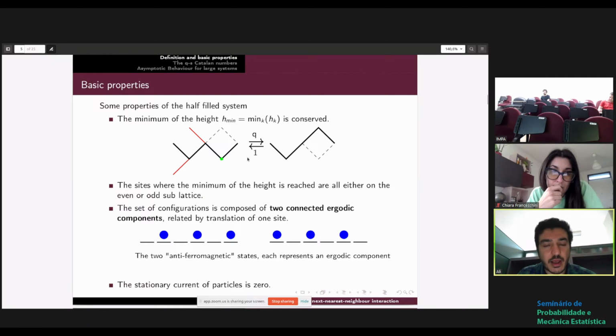It's conserved. And how do you show that? Okay. Assume that the minimum is somewhere, let's say at this green point, and it's about to evolve. Now if you look at the configuration on the left of this minimum, first it cannot be this red segment, because then it would not be a minimum, and there is another minimum.